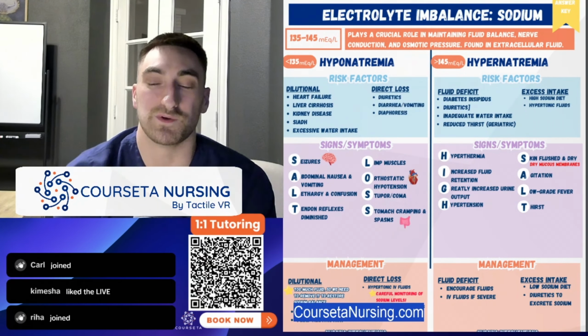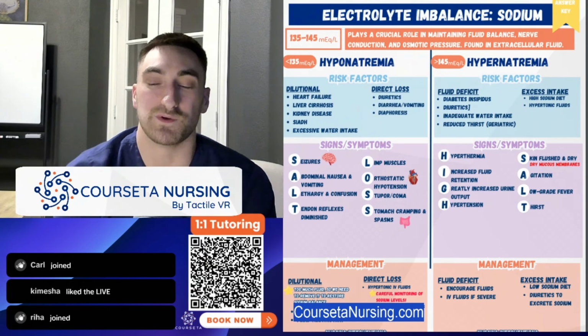But what are the risk factors? What causes low sodium in the blood? Well, there's two different reasons for that. One could be dilutional. So think you have table salt sitting in a cup by itself, and then you just dump a bunch of water into it, and now it's diluted, right? The concentration of that sodium is less because now there's more water than there is sodium. So think of it no different.